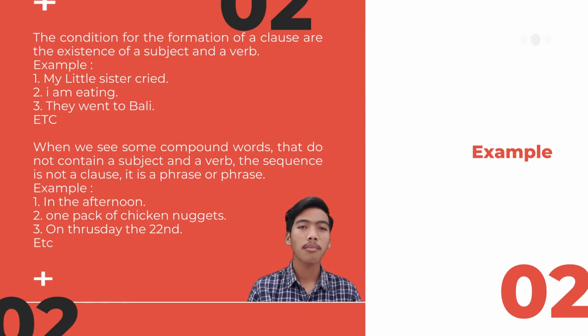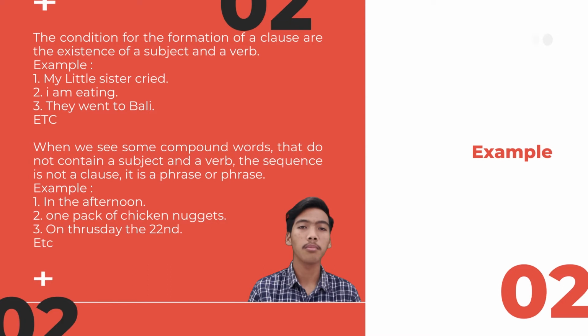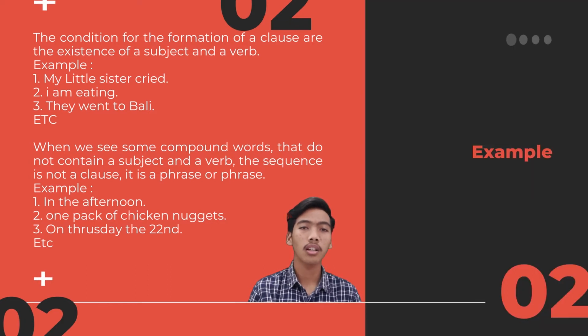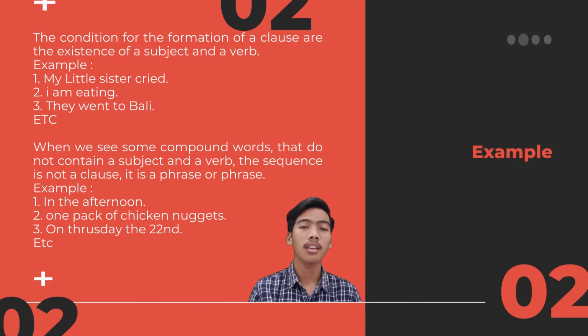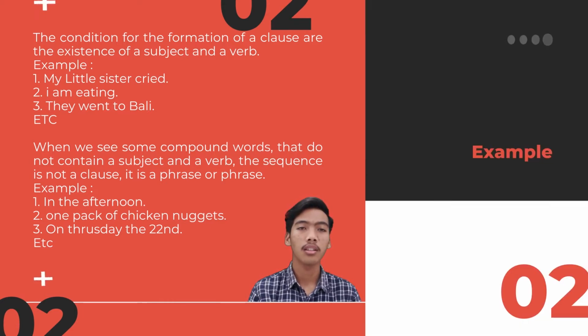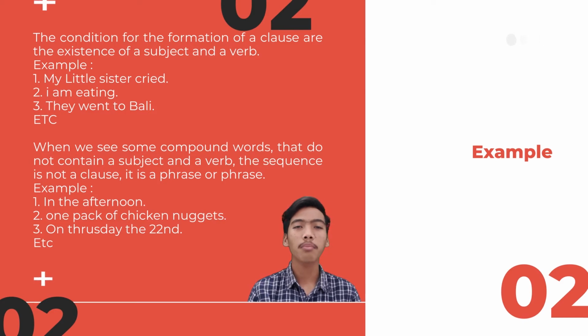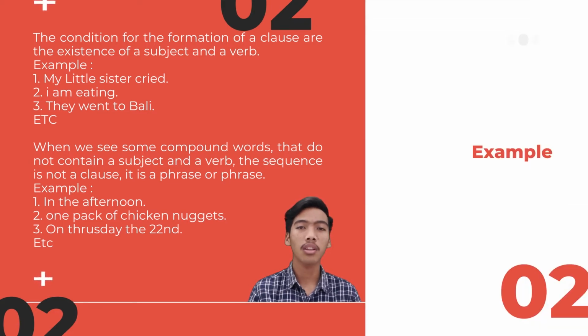When we see some compound words that do not contain a subject and a verb, the sequence is not a clause. It is a phrase. Example: number 1. In the afternoon. Number 2. One pack of chicken nugget. Number 3. On Thursday the 22nd.